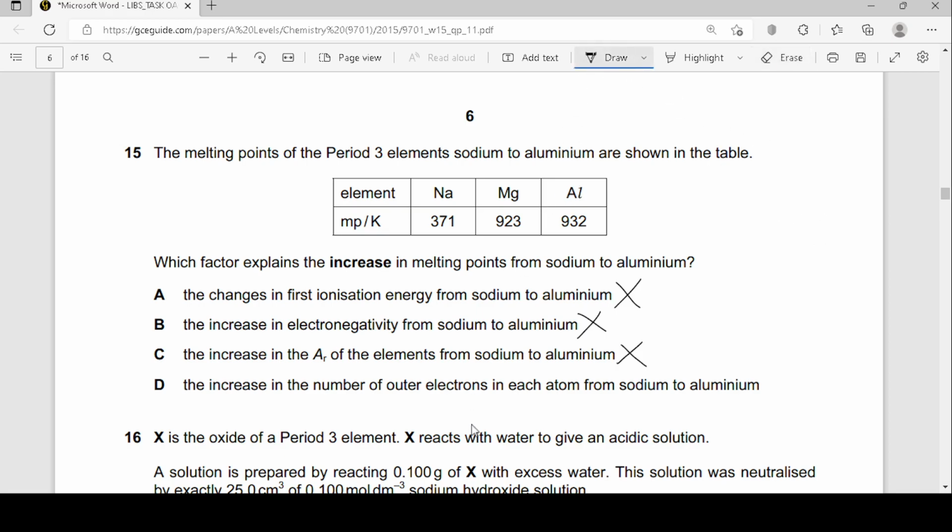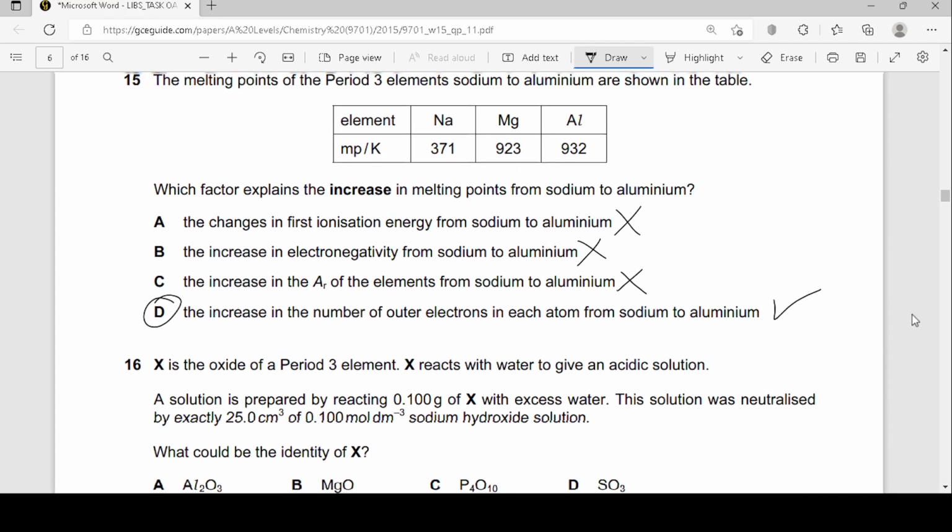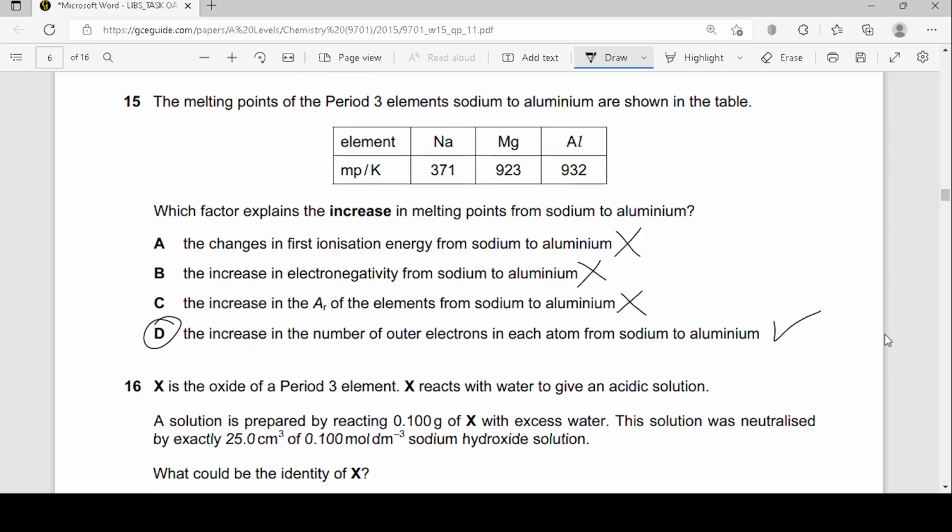The increase in the number of outer electrons in each atom from sodium to aluminium. That's what I said, right? The number of delocalized electrons, or the increase in the number of outer electrons, because they exist in metallic lattices, right? So yeah, that's the answer.